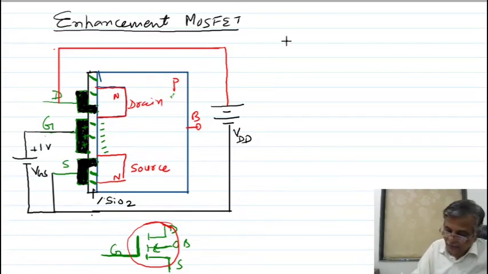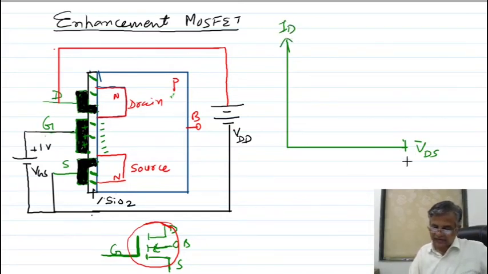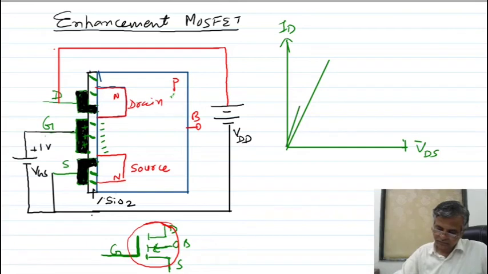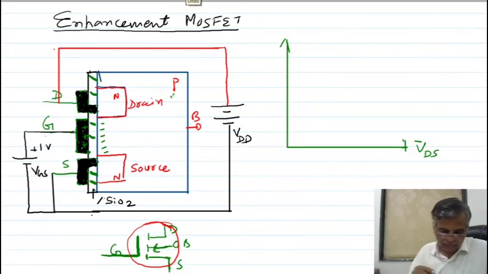And the graph of current ID versus VDS will be as shown in the figure.